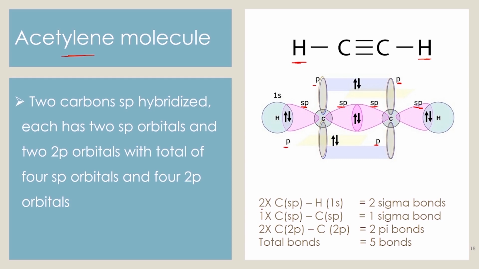Let's look at the bonds of the acetylene molecule. The sigma CH bond is formed due to the overlap between the two sp orbitals of the two carbons and the two 1s orbitals of the two hydrogens. One sigma carbon-carbon bond forms due to the overlap between the two sp orbitals of the two carbons. Finally, the two carbon-carbon pi bonds form due to the 4 2p orbitals overlap. We have a total of 5 bonds: 2 sigma carbon-hydrogen bonds, 1 sigma carbon-carbon bond, and 2 carbon-carbon pi bonds.